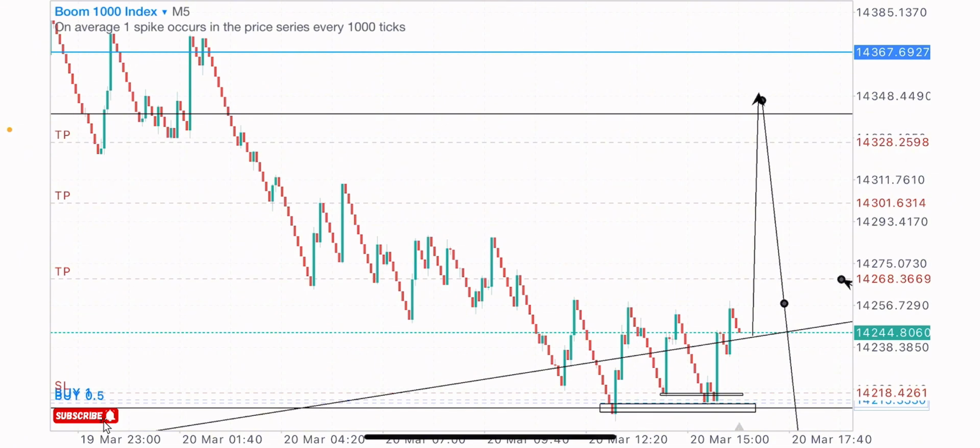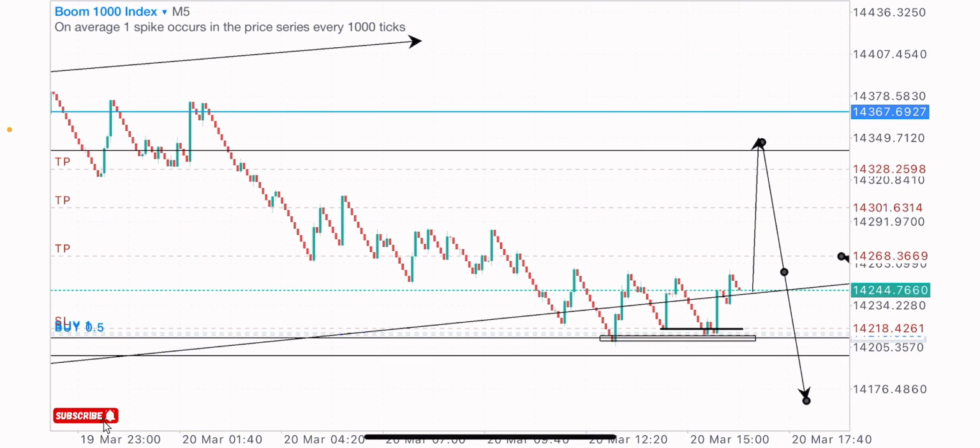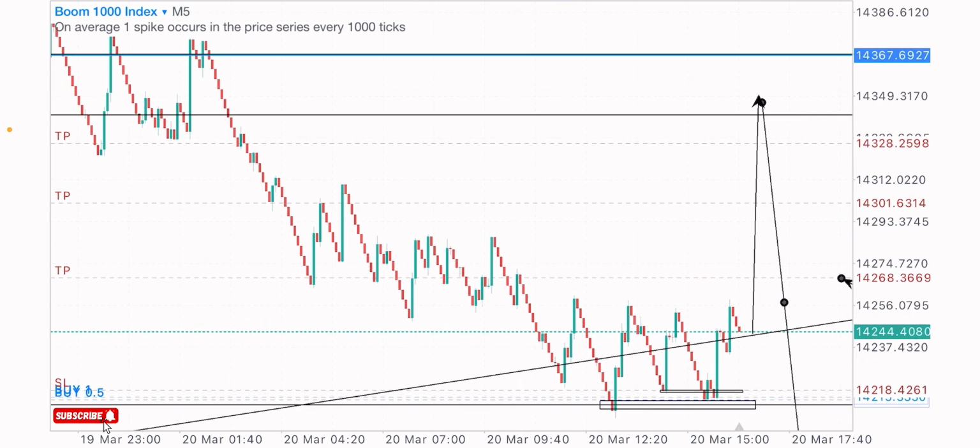So that's this, guys. That's how I was able to take the buy trade on 1000 index by identifying the market structure from a higher time frame, identifying my levels and zones, then going to lower time frame to spot my possible trade level.